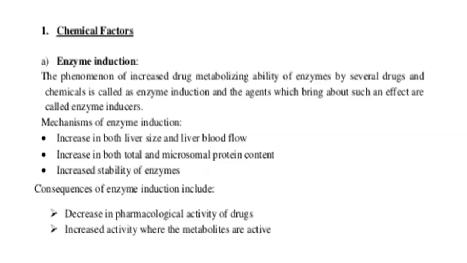So when we come to the chemical factors, the first factor is enzyme induction. Enzyme induction is nothing but the process by which the rate of the enzymes involved in metabolism is increased, either by drugs or some other agents. The process of increased drug metabolizing ability of enzymes by several drugs and other chemicals is called enzyme induction. And those compounds which induce the enzyme are called enzyme inducers.